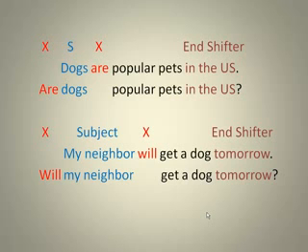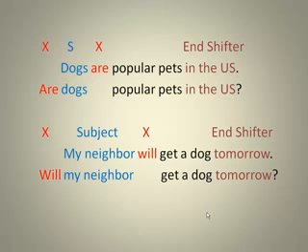So for example, dogs are popular pets in the U.S. Are dogs popular pets in the U.S.? The X word are moves to the front to make a question, and between the two places where X can go in a sentence, for example, in the statement dogs are and the question are dogs, between those two places the word or words is the subject, in this case dogs.